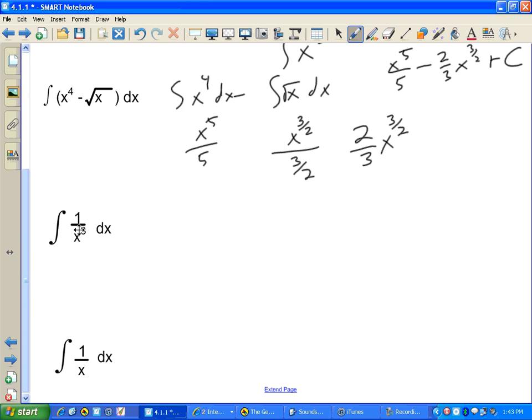Okay, next thing, this one, I'm actually going to rewrite it as this. Raise the power by 1, okay, which means it's going to go up to -2. Put that same number down here. So I could rewrite this as -1 over 2x squared plus c.